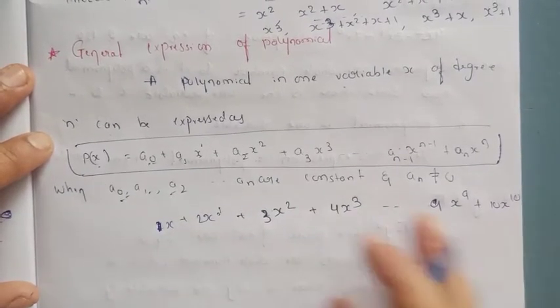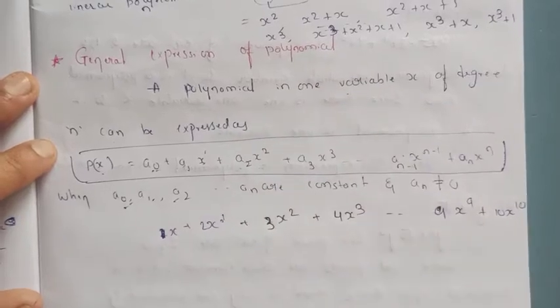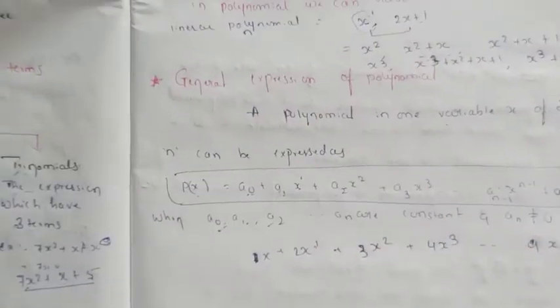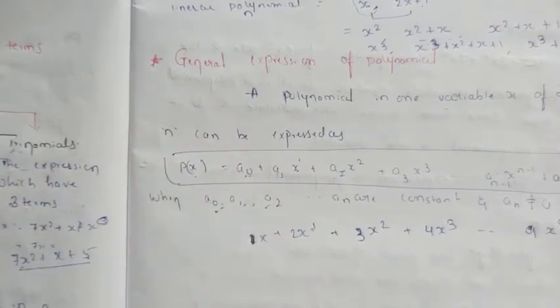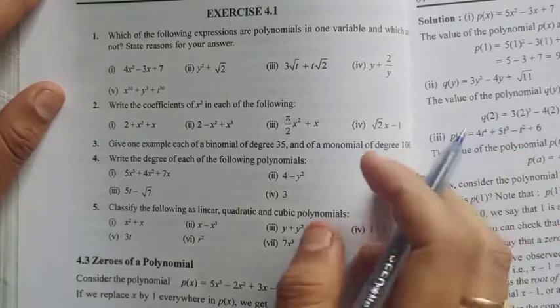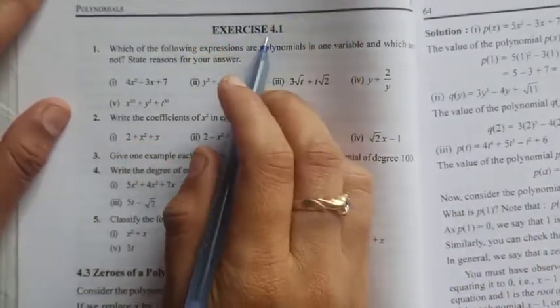This is a general formula for polynomials. This is about the introduction to the exercise. Dear students, shall we move to the exercise, that is 4.1.